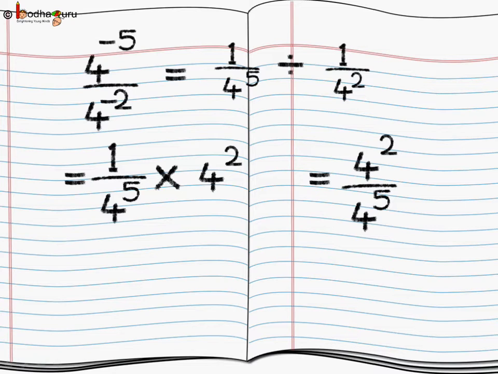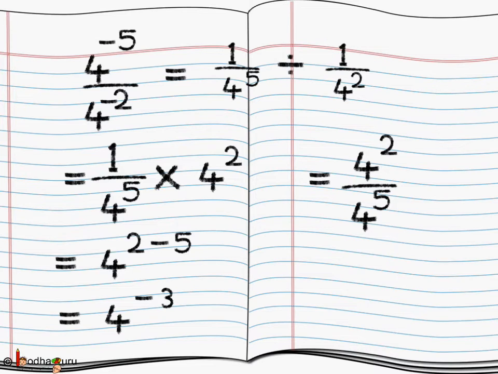Here we see the powers are positive numbers, so it can be reduced to 4 to the power 2 minus 5. And what is 2 minus 5? It is equal to minus 3. Hence we get here 4 to the power minus 3.